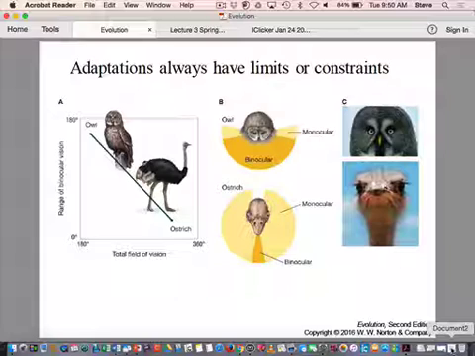They don't really need this wide binocular vision, okay? And the idea here is that if you have selection favoring binocular vision, it comes at some cost or trade-off in terms of monocular vision, right? So this is one of the ideas that adaptations, you can't really produce an organism that has huge binocular vision and huge monocular vision. There's a real constraint here. And adaptations really always have limits or constraints, and that's something we always want to understand.